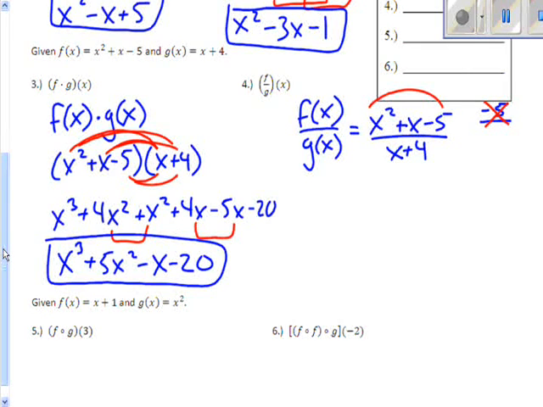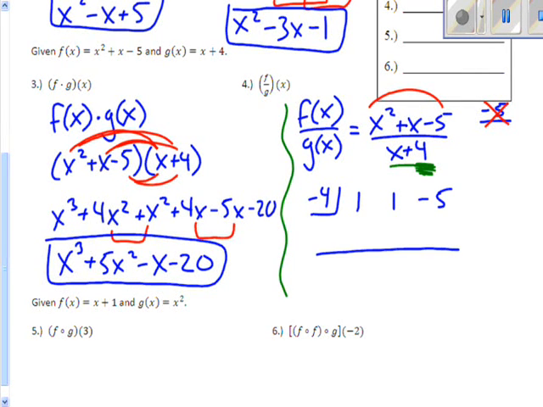Since the thing I'm dividing by is a binomial of the first degree with a leading coefficient of 1, I'm going to do synthetic division. So I'm going to take the opposite of this guy right here, and I'm going to put it in my box. So I've got a negative 4. Now I write down my coefficients of the thing that's being divided, which is x squared plus x minus 5. So the coefficients are 1, 1, and negative 5. I bring down the first coefficient. I get a 1.